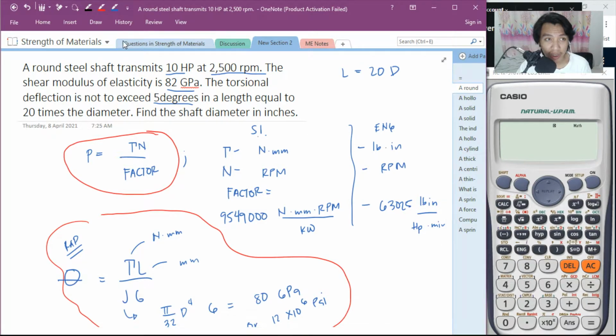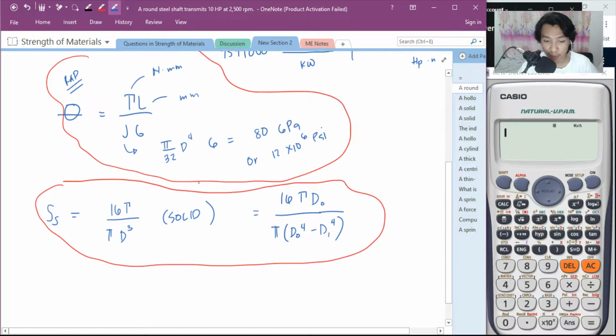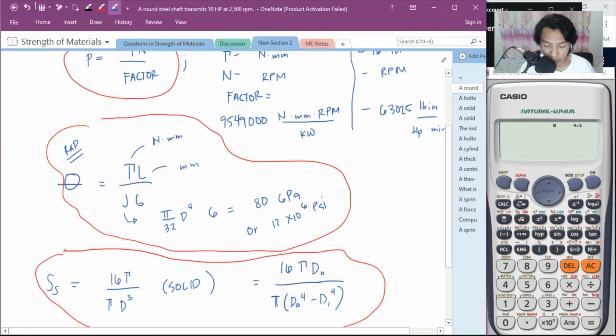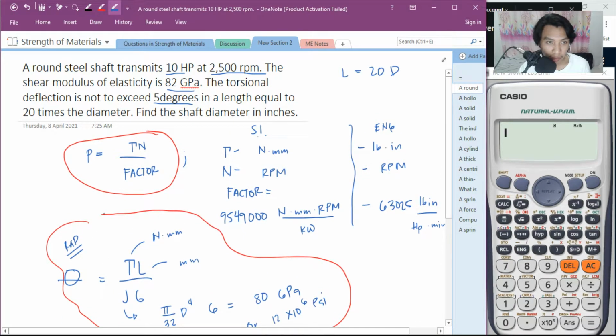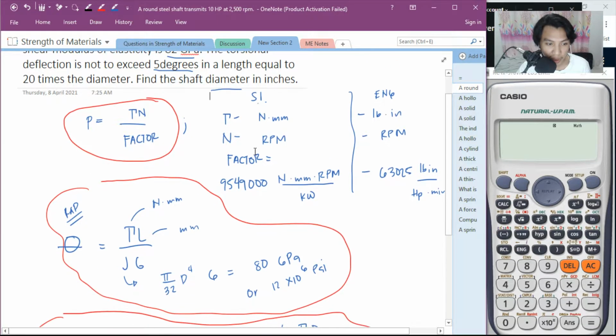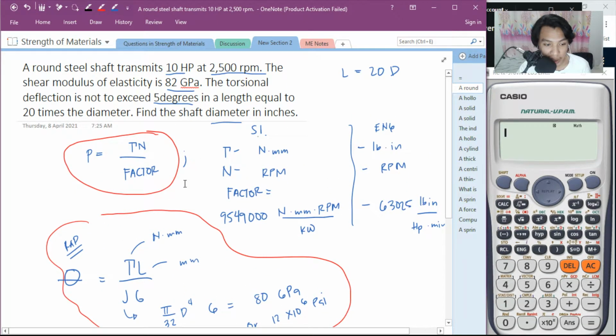So, ang hinahanap dito is the shaft diameter in inches. Okay, sinosolve ko 'to impromptu. So, saan ako makakakuha dito ng diameter in inches? Okay. Modulus of elasticity, binigay yung shear modulus of elasticity, this is G. Okay, binigay yung N, di binigay yung power. So, meron tayong length, yes. Dito, not to exceed 5 degrees in length. So, dito ako makakuha ng diameter.